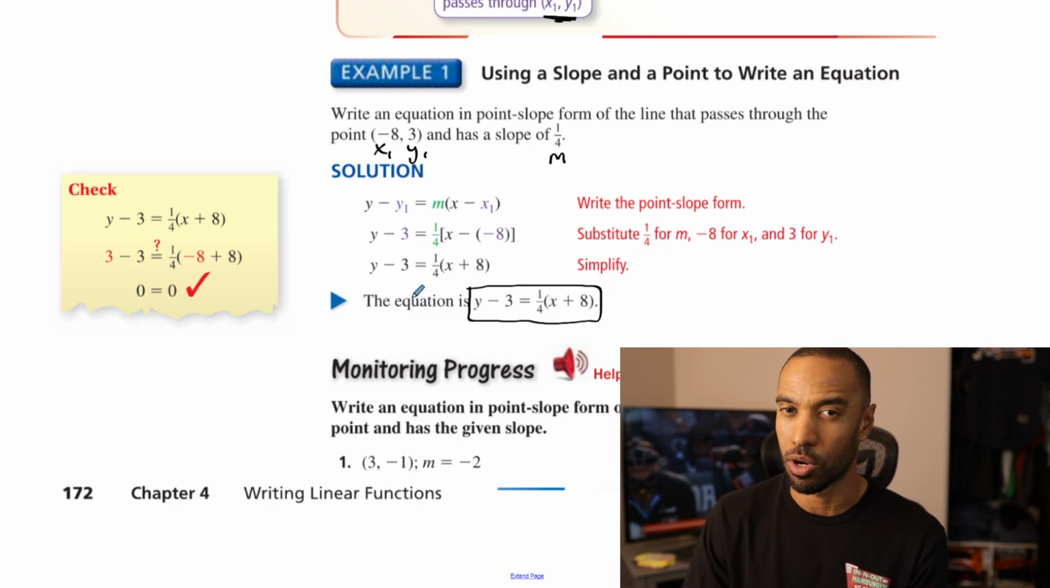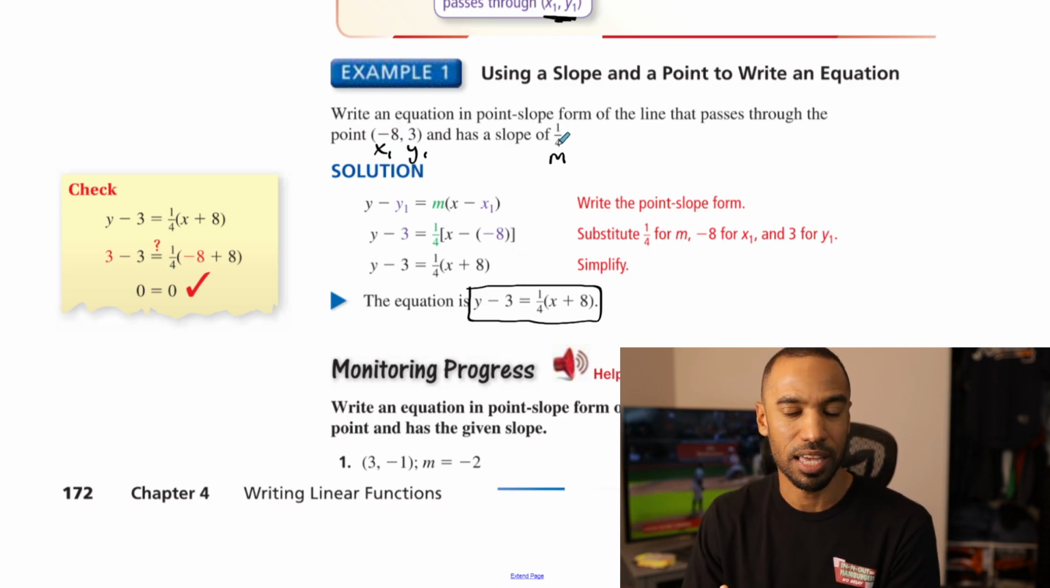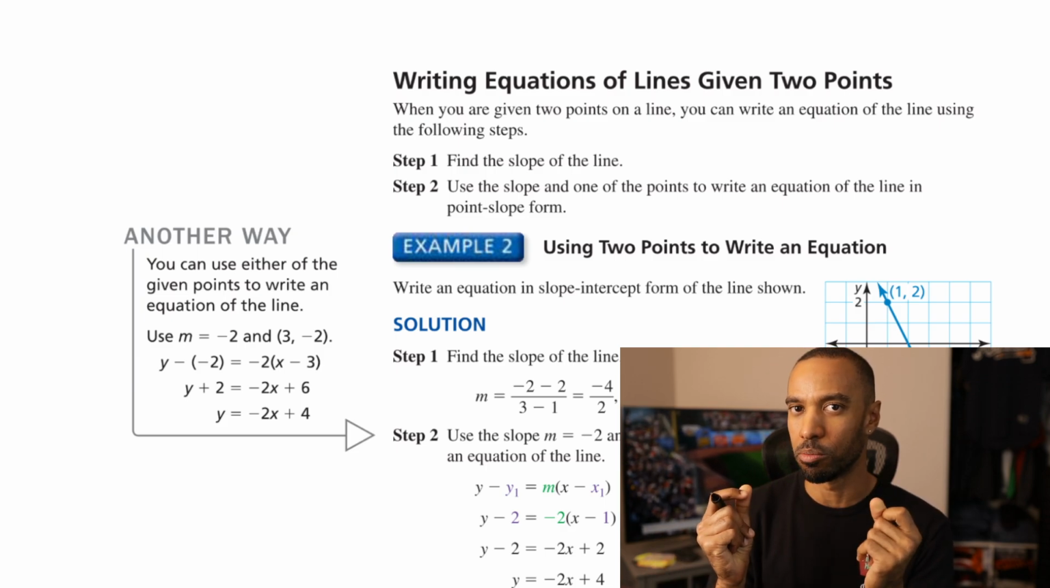If I go to Desmos, a graphing calculator, and type this in, I'd get the line that goes through this point and has that slope. And that's what we want. So that's one example, using direct information, boom, straight substitution.